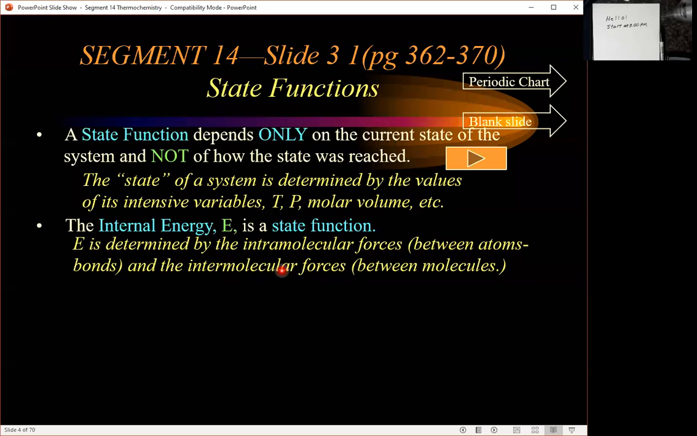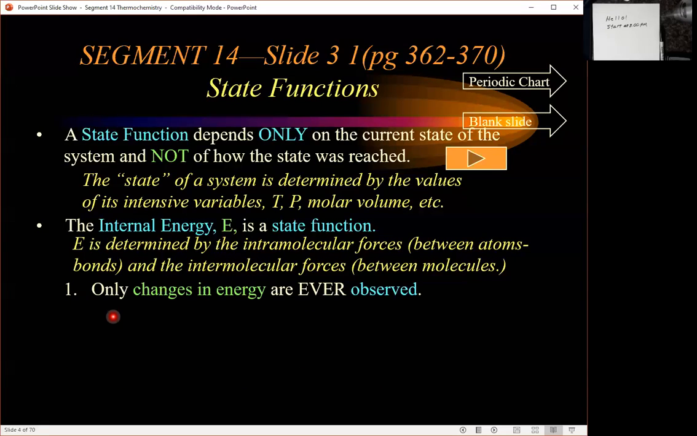Now, an ideal gas doesn't have intermolecular forces. We argued that already. But real gases do have intermolecular forces between particles. So typically, even a gas is going to have some kind of intermolecular forces between the molecules. If we're in liquids or solids, intermolecular forces are very substantial.